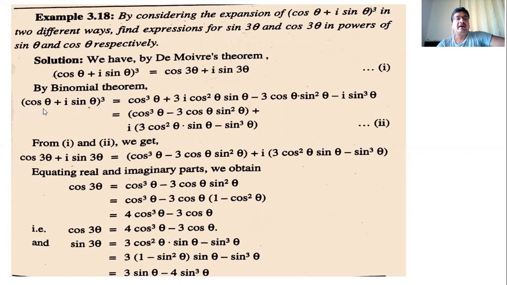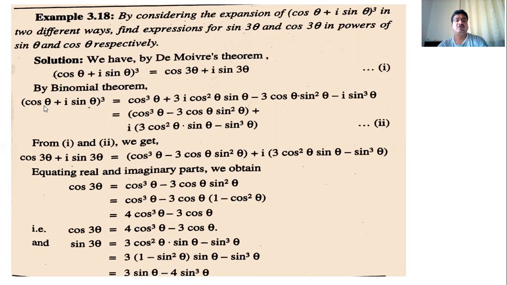That is, we can find any natural power of x plus y. (x plus y) raised to n is, by using the binomial theorem, nC0 x raised to n plus nC1 x raised to n minus 1 y, and in this way all the remaining terms. So we find the expansion of (cos theta plus i sin theta) raised to 3 by using De Moivre's theorem, which is cos 3 theta plus i sin 3 theta, and here by using the binomial theorem.